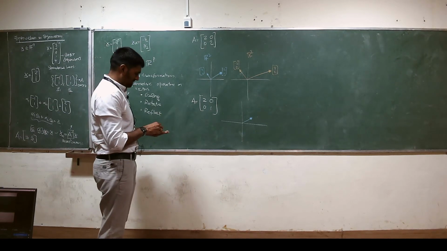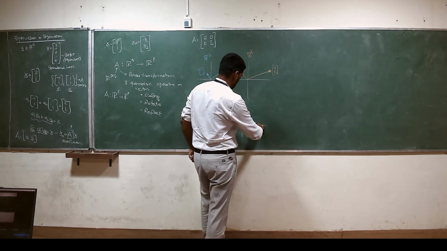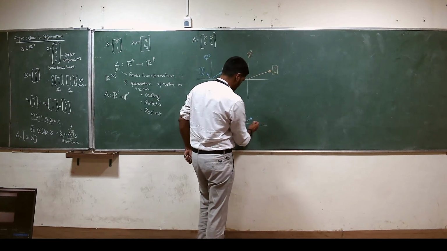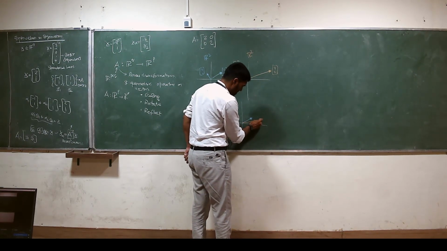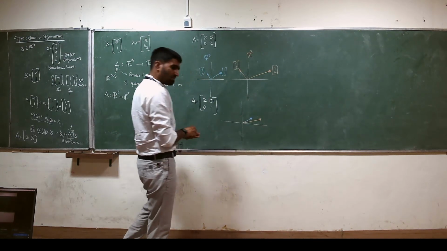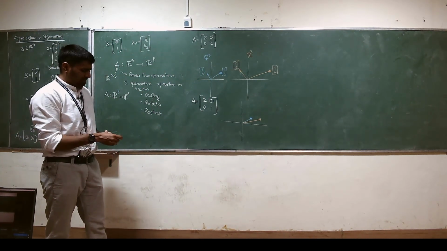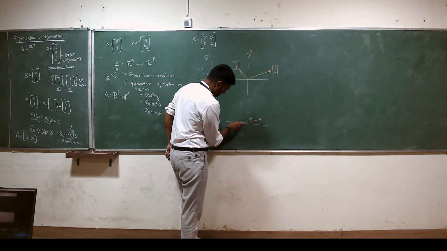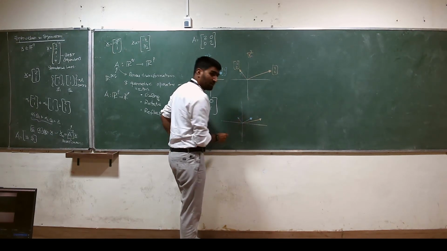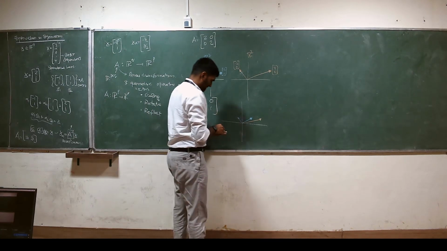Four, 1, is it? Okay. Let's see. Okay, what about 1 minus 1? What is it? -2, 1. Okay.